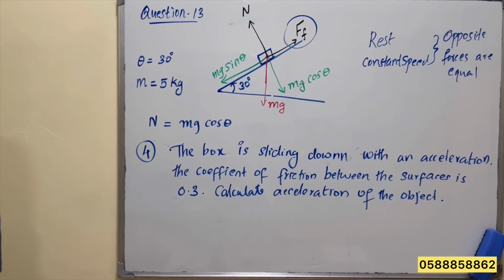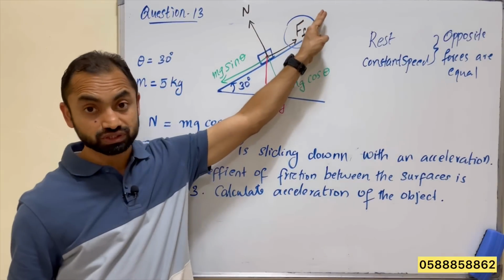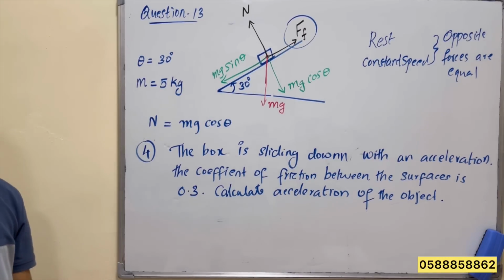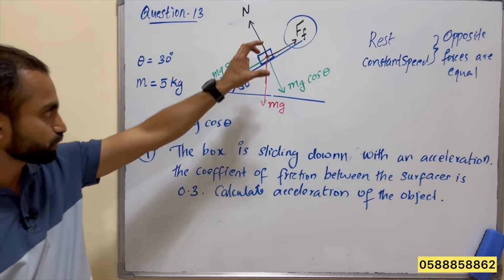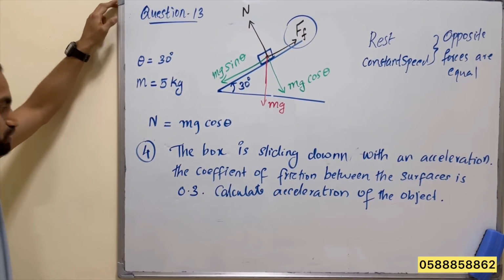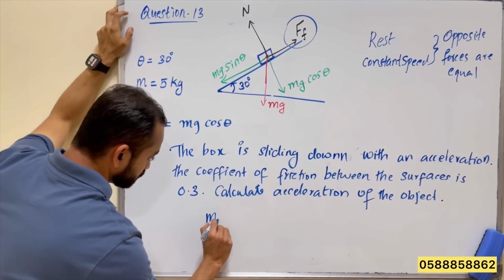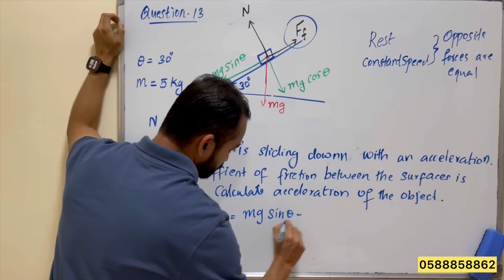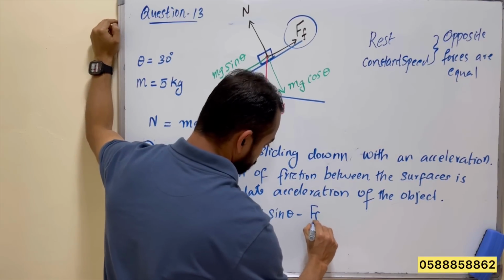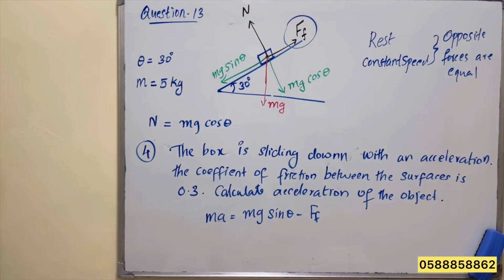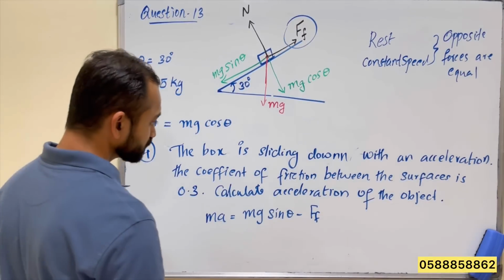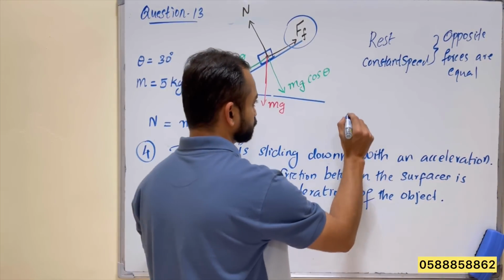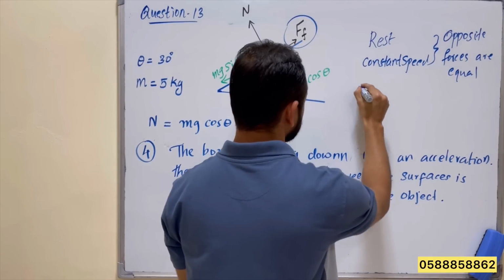So which force will be greater? Will the frictional force be greater or mg sin theta? Mg sin theta will be greater than the frictional force. That is why it is sliding down. So we can write the net force is equal to mg sin theta minus force of friction. So first we will calculate the force of friction, and we will substitute here.